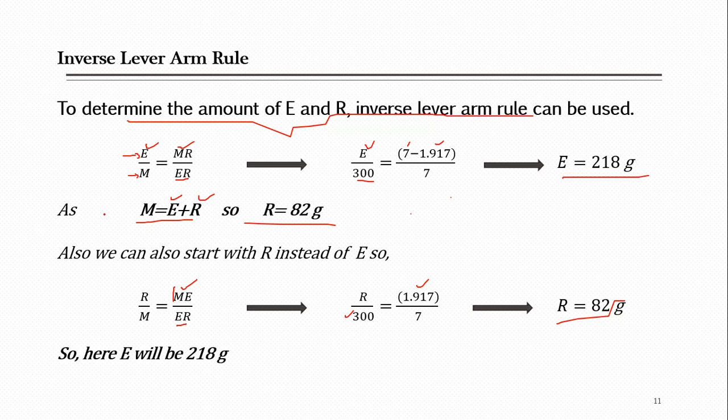And same, if you apply the balance like M is equal to E plus R, you will get E is 218 gram. So overall you can see that these values are more or less close to the values you calculated through the material balance, that was 220 and I think 80. So this inverse lever arm rule also provides you these values, and you can use this system if you are interested. But you have to look for a ruler, measure the values, and use those in these calculations.